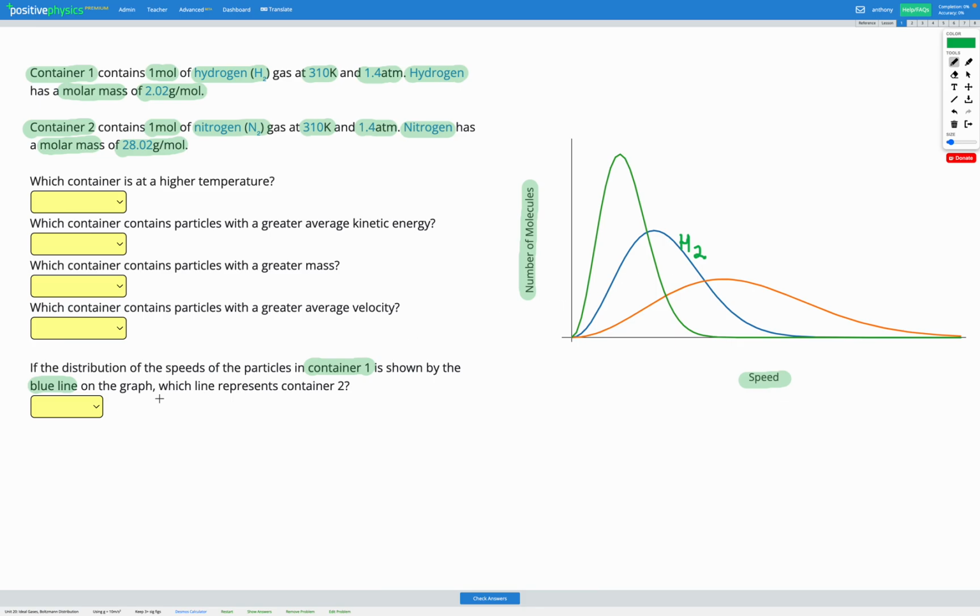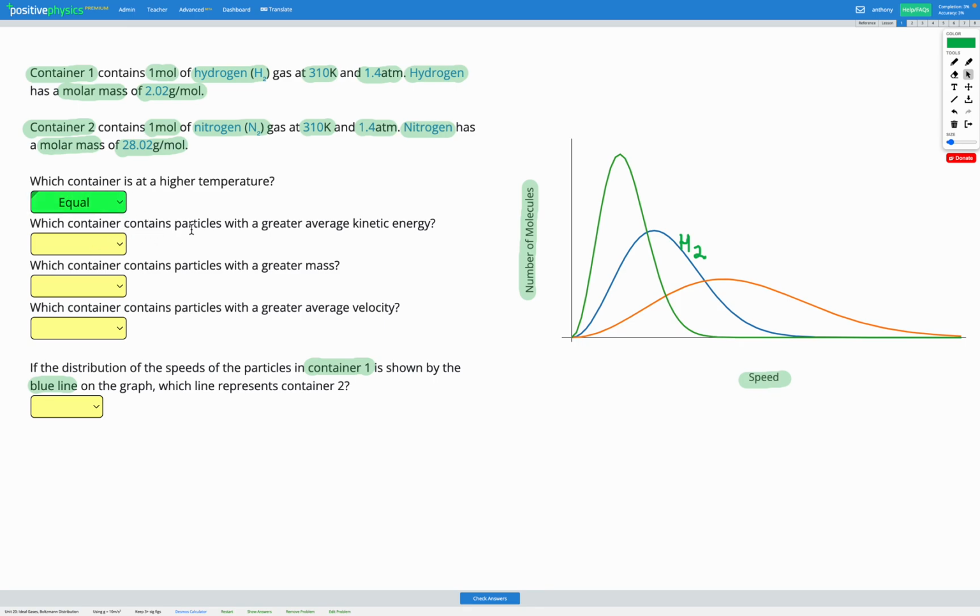And our goal is to figure out which of these lines represents container 2, which is nitrogen N2 gas. Is it the green line or the orange line or the blue line? Okay, so first let's compare our two containers. First with the temperature. Both of them are at 310 Kelvin. So which container is at a higher temperature? That's going to be equal. Both of them have the same temperature.